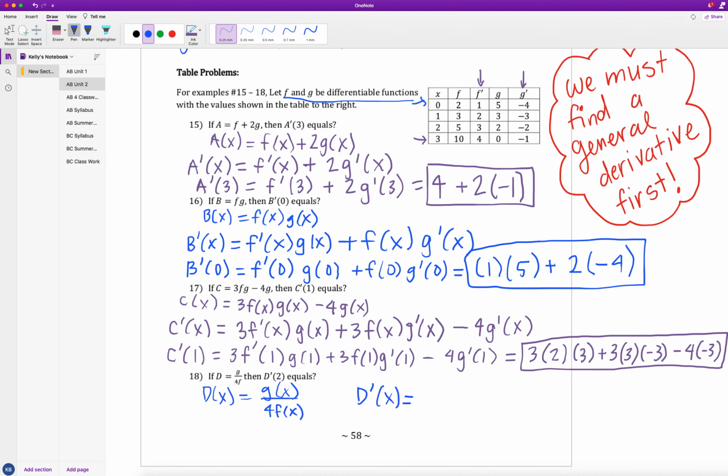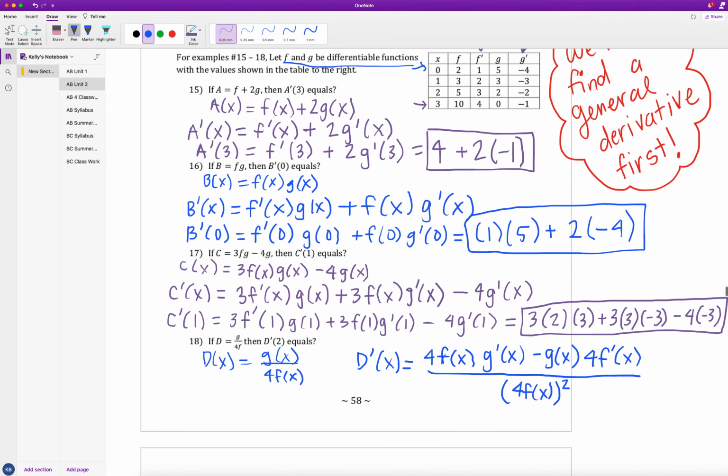Why don't you guys pause the video and find your derivative in general, making sure to use any rules that are necessary. So for this one, we are going to have to use a quotient rule. So I'll have the bottom function, which is 4 times f of x, times the derivative of the top, which would be g prime of x, minus the top function times the derivative of the bottom, which is 4 times f prime of x. Remember that 4 is a coefficient, so it goes along for the ride. It is not a constant since it's multiplied instead of added, all over the denominator, which is 4 times f of x. That entire thing is squared, which means the 4 gets squared as well.